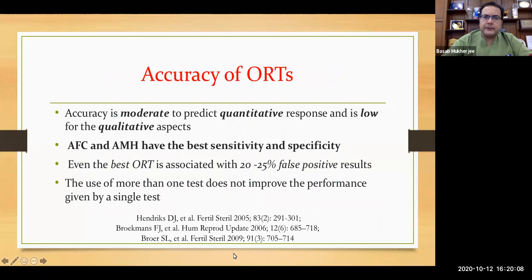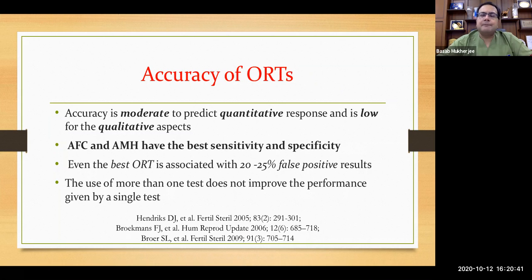So the accuracy of ORTs, I think that's so important, that when you're doing a test, obviously you're doing it for a purpose, that you really think that this will help you to get an idea about the biological aging of the woman, the reproductive lifespan, if you would like to say, and sometimes the response that she may have to a stimulation if you want to do an ovarian stimulation for a subfertility case. So accuracy is moderate to predict quantitative response and low for the qualitative aspects. So this is something which you must understand.